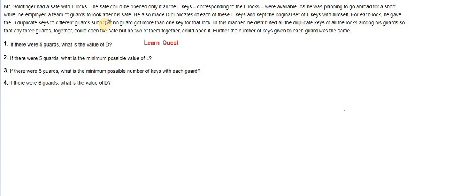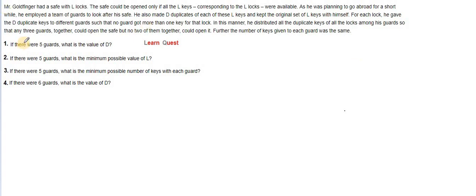For each lock he gave the D duplicate keys to different guards such that no guard got more than one key for that lock. Okay, so the guard is not getting the same key again, meaning for the same lock he is not getting more than one key. Whatever key he is getting is for different locks. That's all it means. In this manner, he distributed all the duplicate keys of all the locks among his guards so that any three guards together could open the safe.